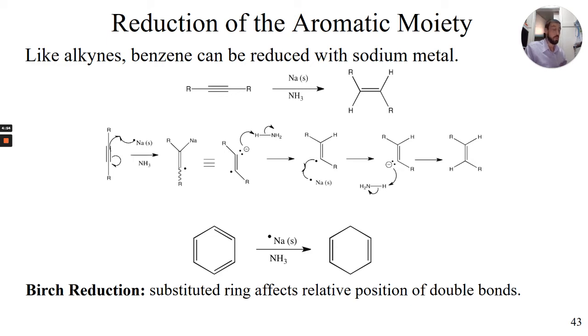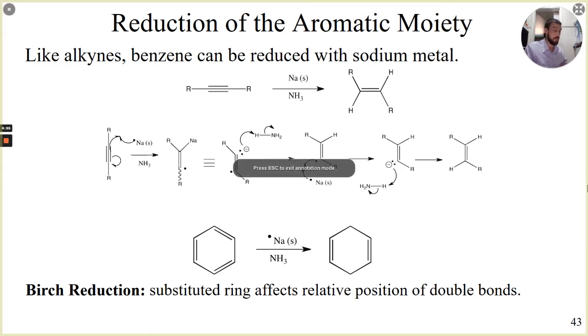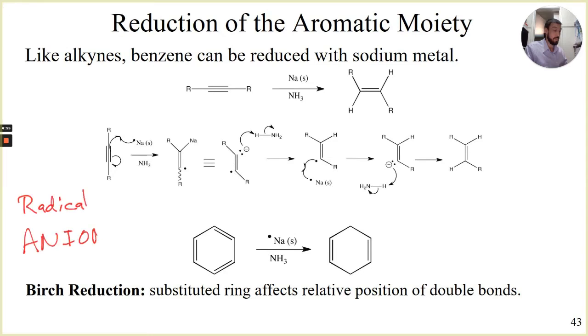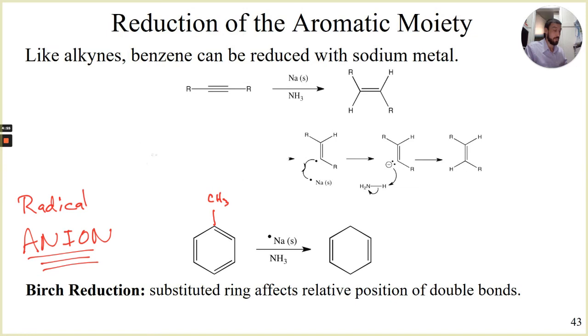Remember, the primary mechanism behind this was a radical anion, so our intermediate has a negative charge. If we had, say, a methyl group on there, do I want the anion to be forming at that position? Should I have an anion ever form there? Hopefully you would say no.